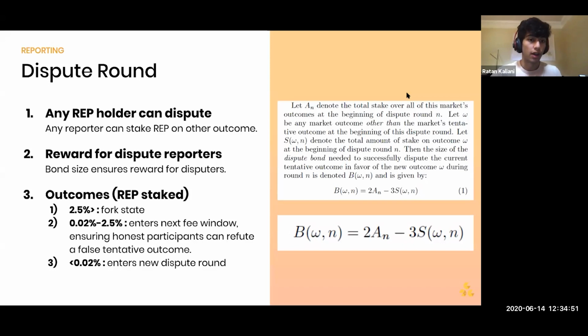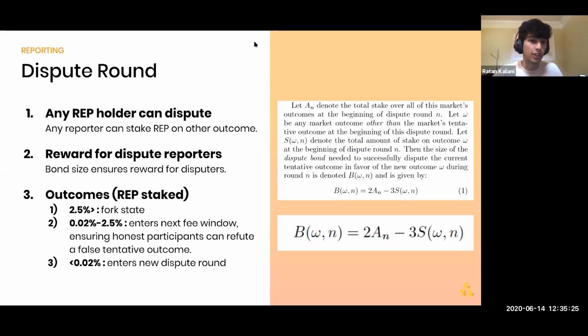In the dispute round, we see that any reporter can stake reputation on any outcome. And this is where we see the reward for dispute reporters, as they're incentivized to report on incorrect outcomes, as they're given a reward for doing so. The formula we see on the right is the guaranteed return on investment for those who dispute correctly. So say in the Mayweather-Pacquiao fight, those who dispute the Pacquiao outcome would gain a fixed ROI, ensuring that all reporters are incentivized to dispute incorrect outcomes.